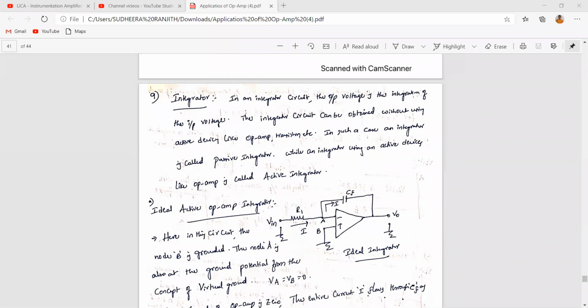Suppose take a resistor and a capacitor, right? So you are applying VA, and you are measuring the output.